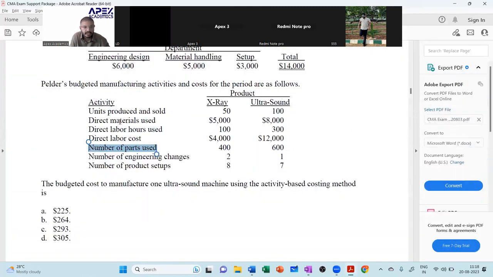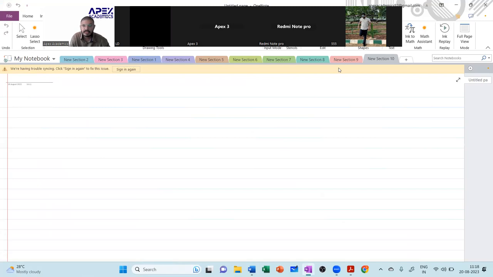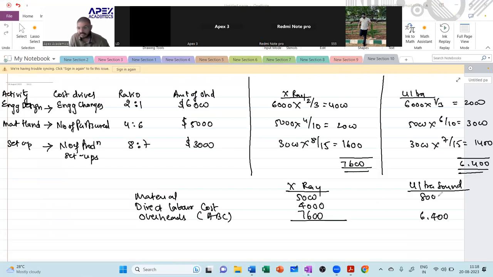No need to get confused and start frantically asking doubts. It is given in the question. Please see it yourselves. Convince yourself that we are not taking anything from outside. Similarly, it is 8 for material for ultrasound and 12 for direct labor. So it is 8 and 12.